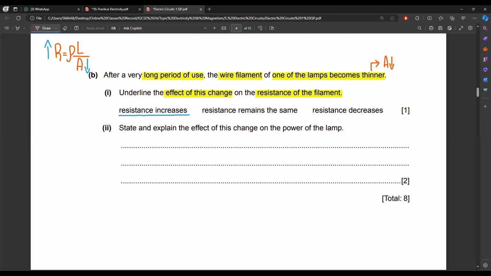And finally, state and explain the effect of this change on the power of the lamp. So resistance actually increases. So what is the effect of this concept? Power also increases because the voltage increases. Okay. Yes.